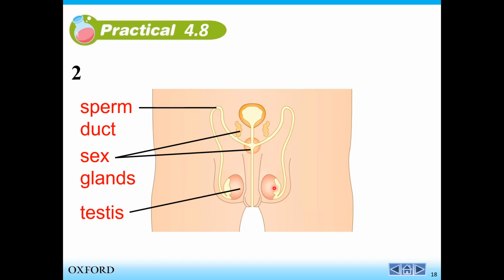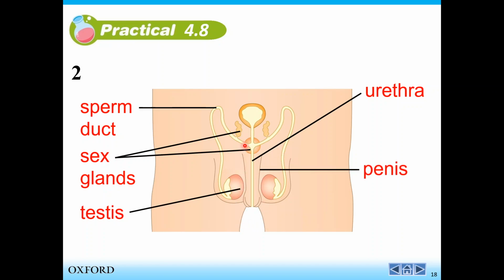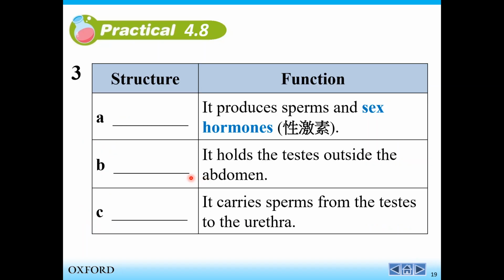This and this are testes. Okay, in plural, testes, T-E-S-T-E-S. This is one testis and two testes. And this is the urethra. Your pee will go out here, and the sperm will go out from here as well. This is the penis. And the whole thing is the scrotum. One scrotum, two scrotums.